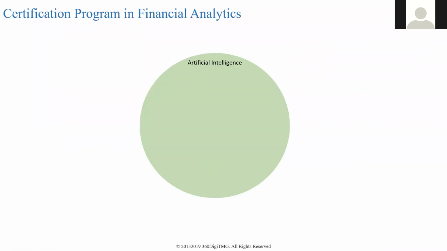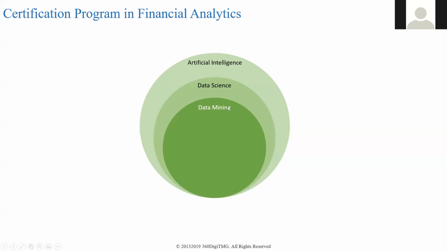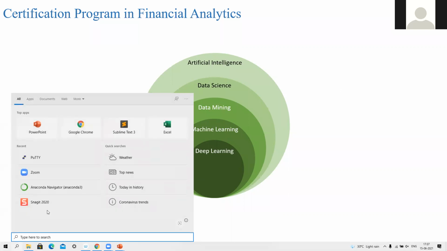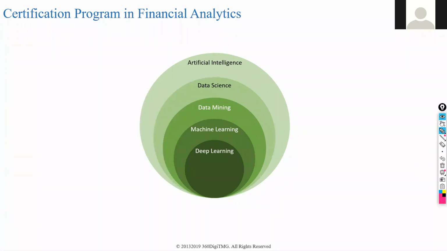That's pretty basic. And then you have artificial intelligence, data science, data mining, machine learning, deep learning. A lot of people keep asking me what is the difference among these terms. Let me just quickly demystify that. Artificial intelligence means automating human intelligence through some computation. You use some computation and automate certain things.